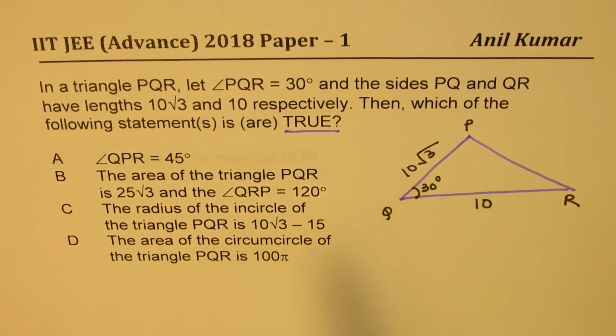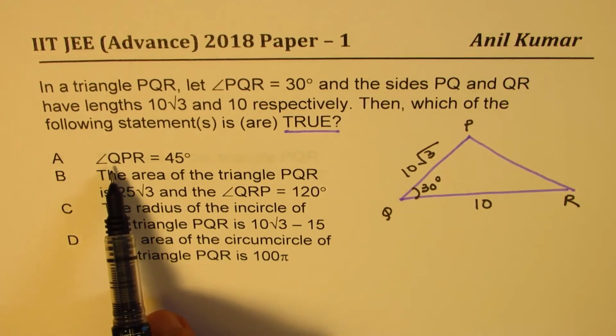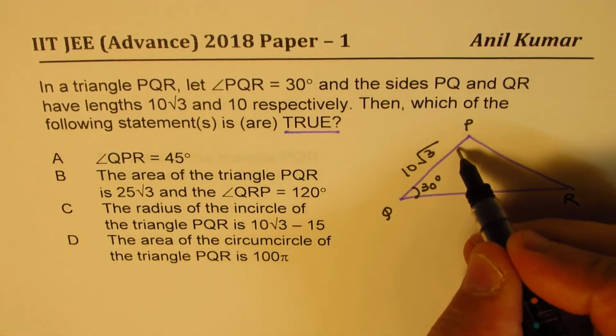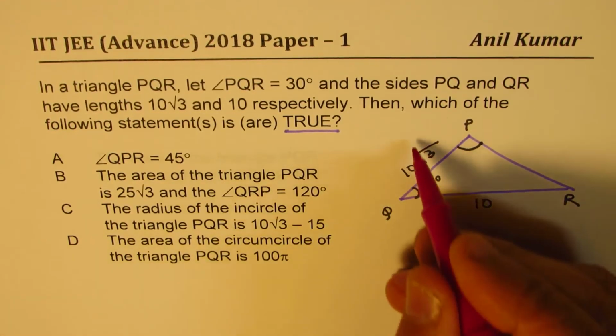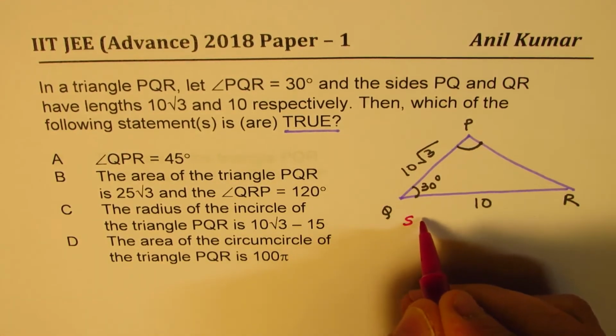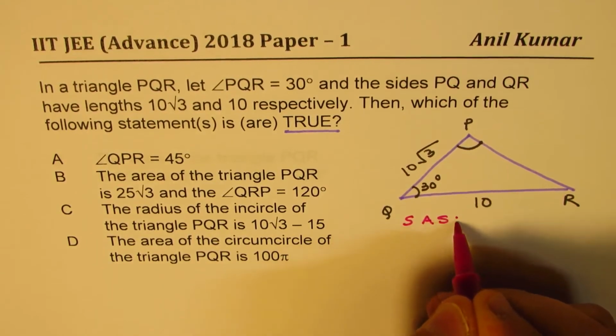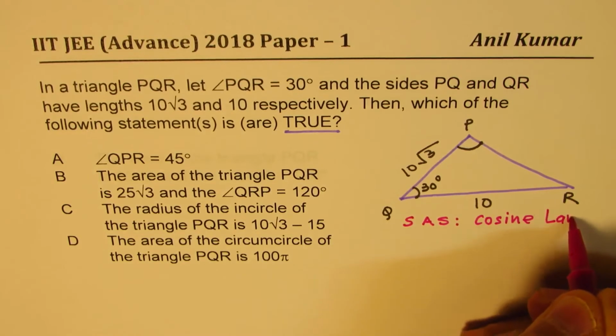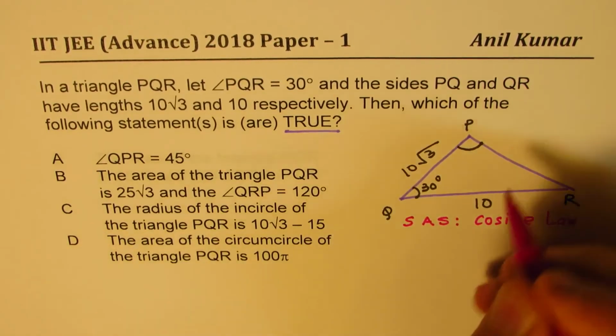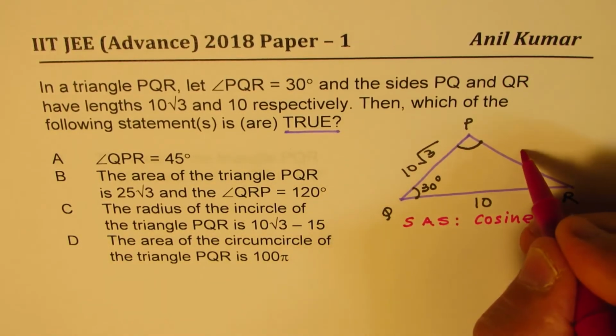We need to figure out what the angle QPR is. So we need to find what this angle is. Now whenever you are given 2 sides and an angle, so we are given side, angle, side, that means cosine law. So using cosine law, let us figure out what PR equals.